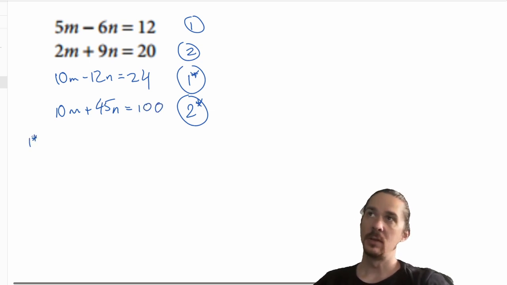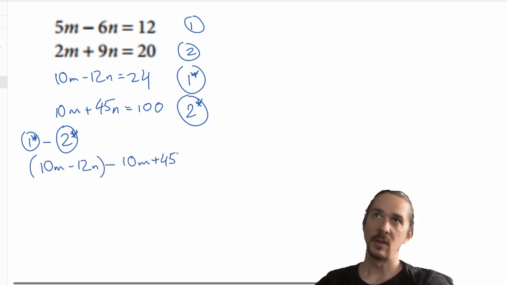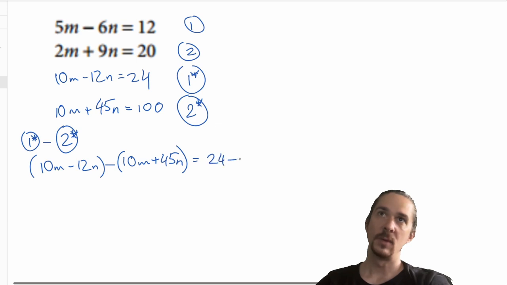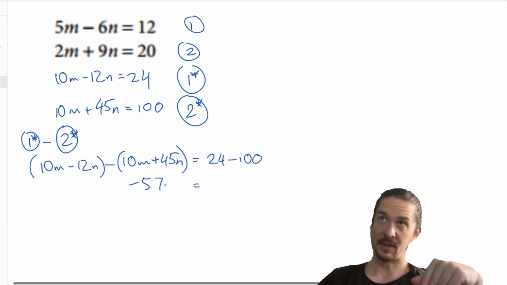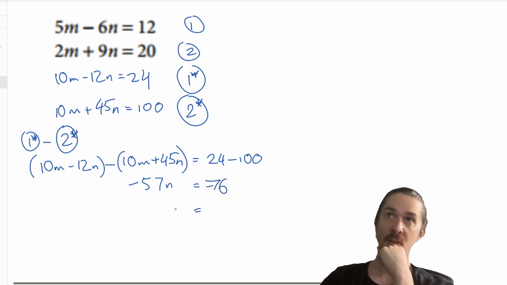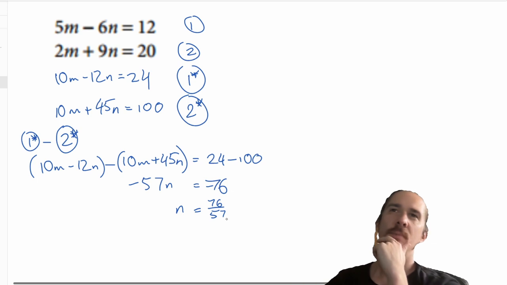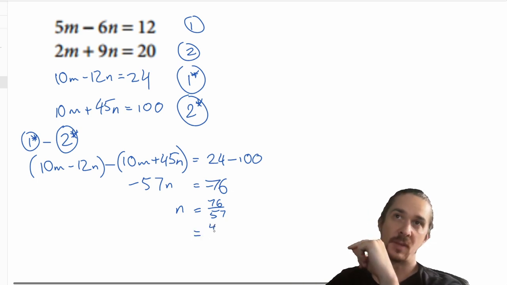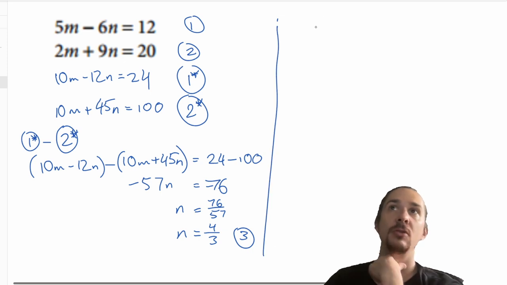So now I'm going to do 1 star minus 2 star, which means 10m minus 12n minus 10m plus 45n equals 24 minus 100. 10m's cancel out. Negative 12n minus 45n is negative 57n, and that's going to be equal to negative 76. So n is going to be equal to 76 over 57. This can be simplified. That's 4 over 3 if we divide both by 19. Let's call this equation 3, and then let's sub that back into equation 1.